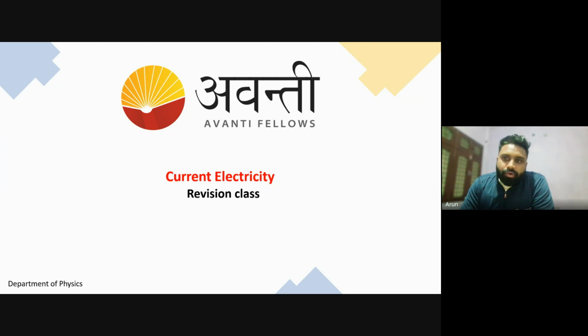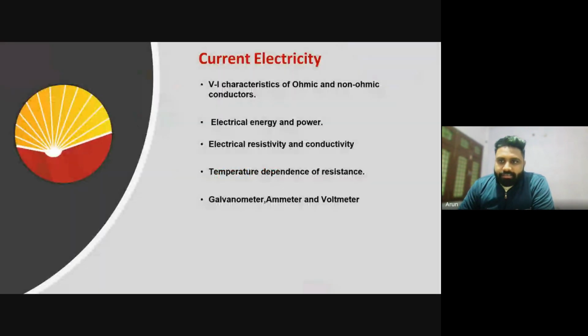So this is a very important chapter for JEE Mains and NEET both. Although the syllabus has been reduced from this chapter, the weightage of this chapter is quite high in the examination. And also this is a very conceptual yet very interesting chapter, I think. So let's get started.